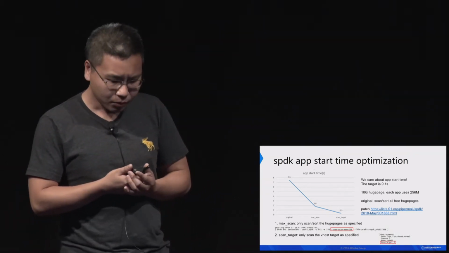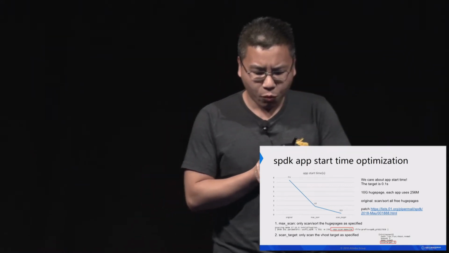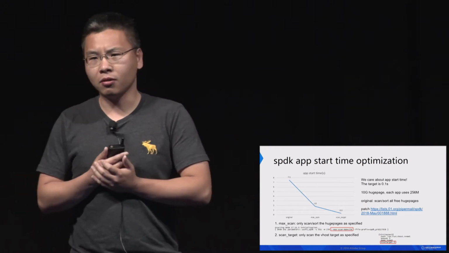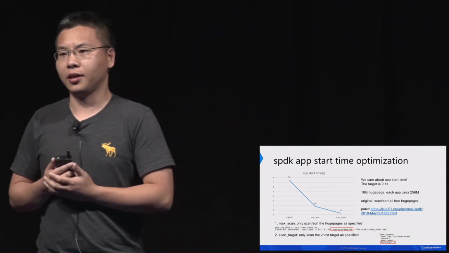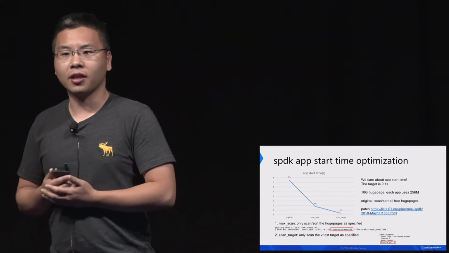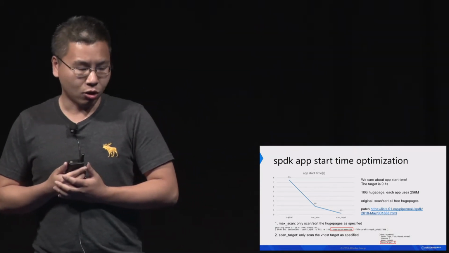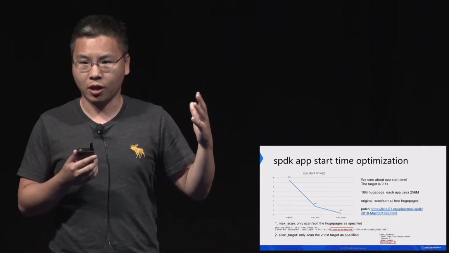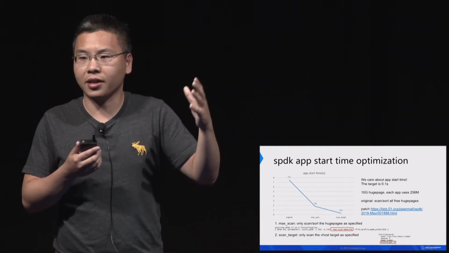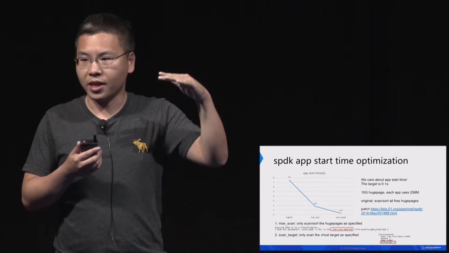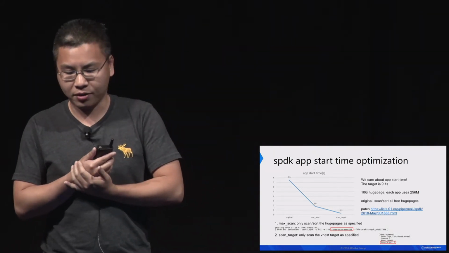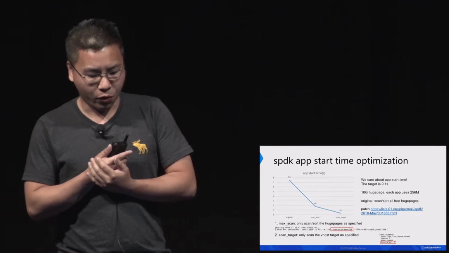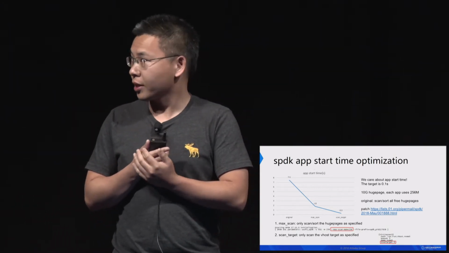So we run our product on Alibaba Cloud, so we care about the instance start time a lot. Our target is that we need to schedule an instance and start the application in less than 0.1 second, 100 milliseconds. Now we get about 0.3 seconds.